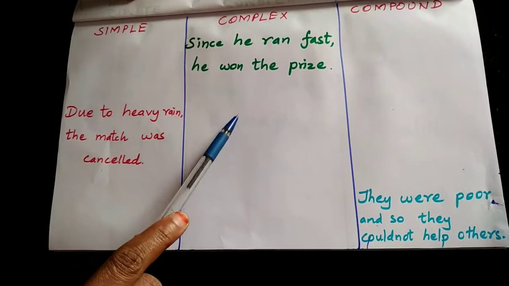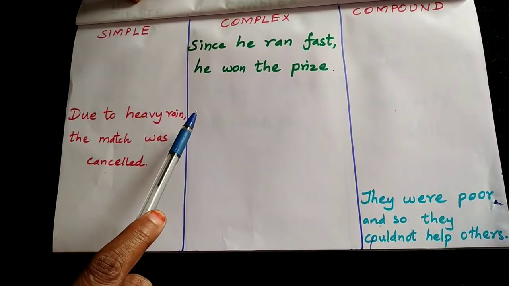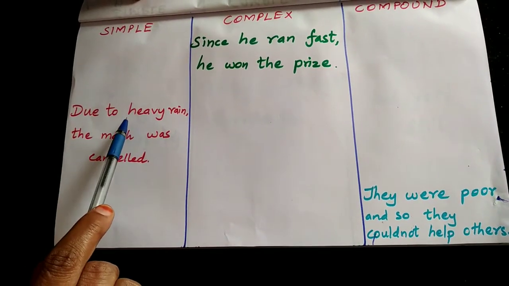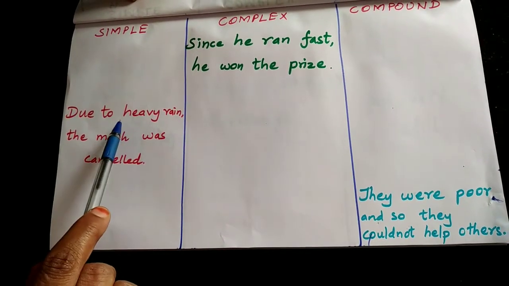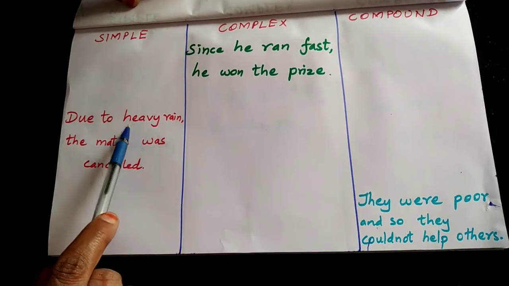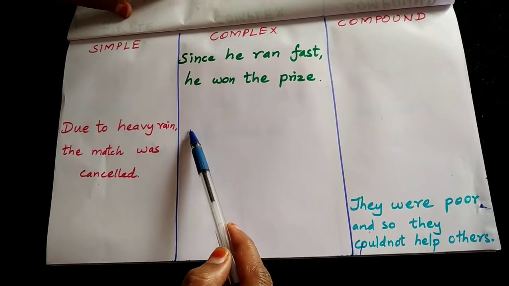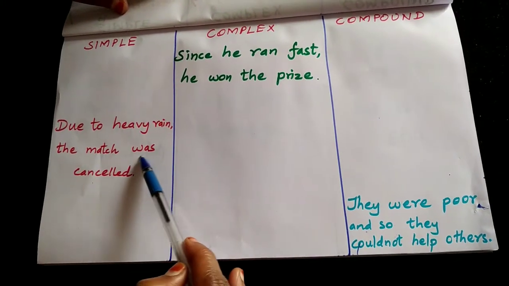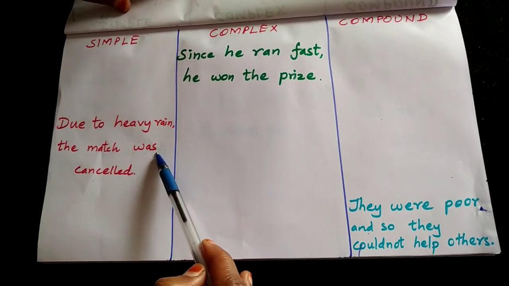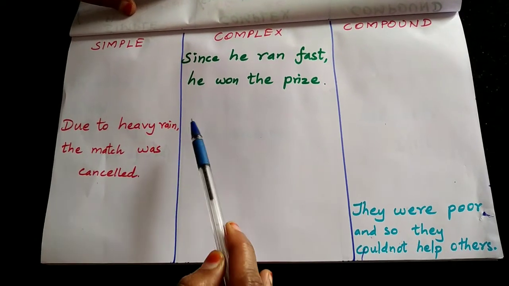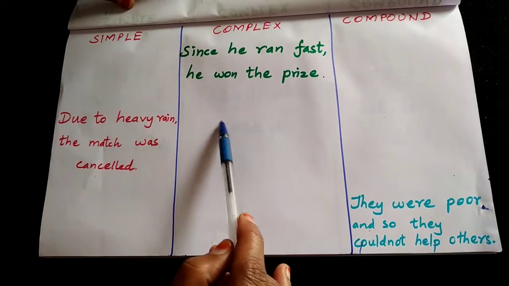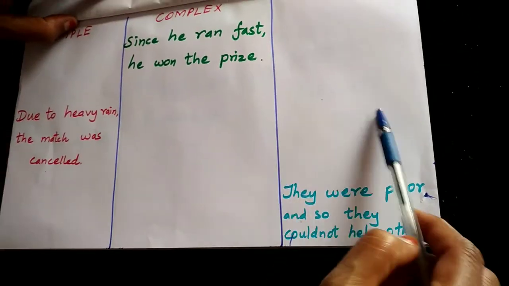Since it rained heavily, or since there was heavy rain. As it is a different subject, we are adding a dummy subject here like there or it. And the tense should be past, as there is past tense in the main clause. Since it rained heavily, since there was heavy rain, the match was cancelled. Then the compound: there was heavy rain and so the match was cancelled.